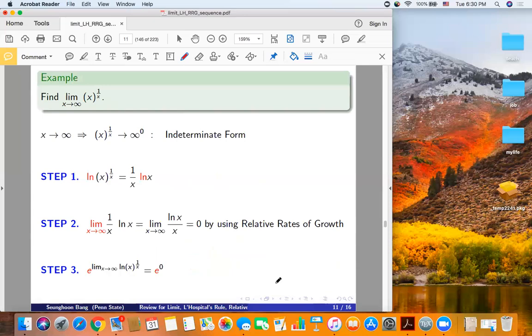Step 3, take what? e. Because you can eliminate ln, take e to the power of both sides, e and e. So like this. So ln and e cancel. This is the idea. So we have e to the 0. e to the 0 is 1. This is your final answer.